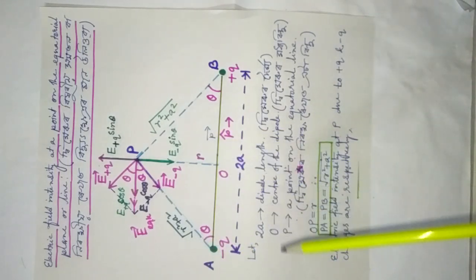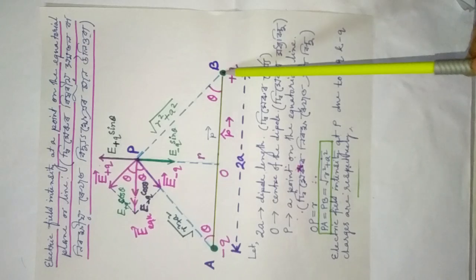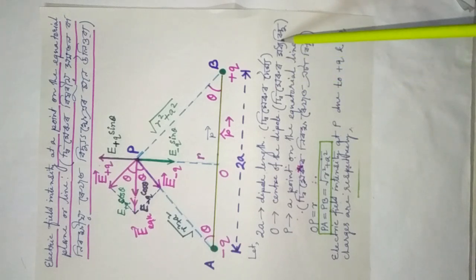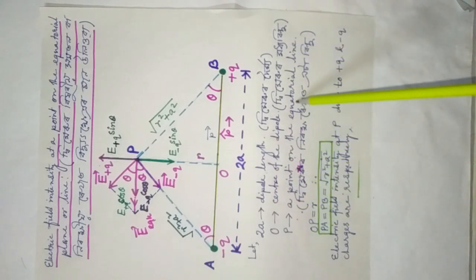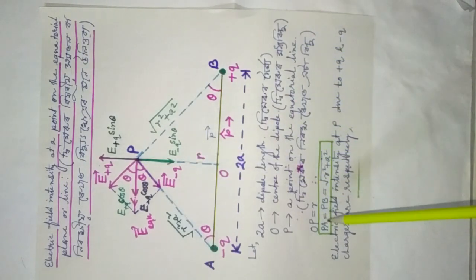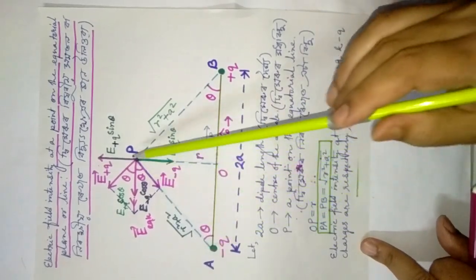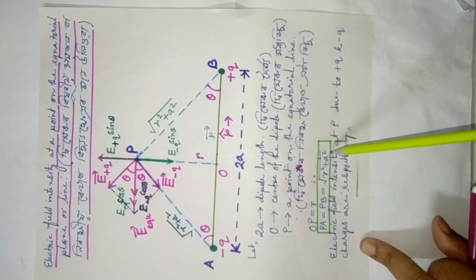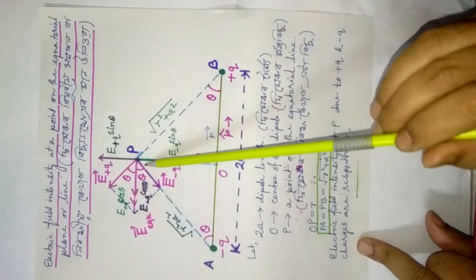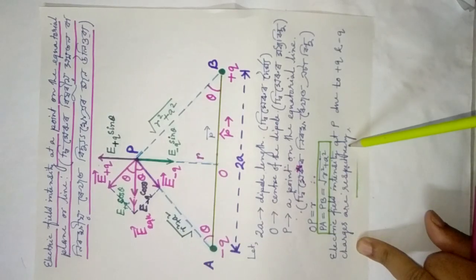Now let us discuss the notes. Okay, let twice a be the dipole length, that means this is twice a. O is the center of the dipole, and P a point on the equatorial line. Okay, this is the point. OP equal to what? Small r. Now already I have written PA equal to PB equal to root over r square plus a square. Now see, the electric field intensities at P due to plus q and minus q charges are respectively.